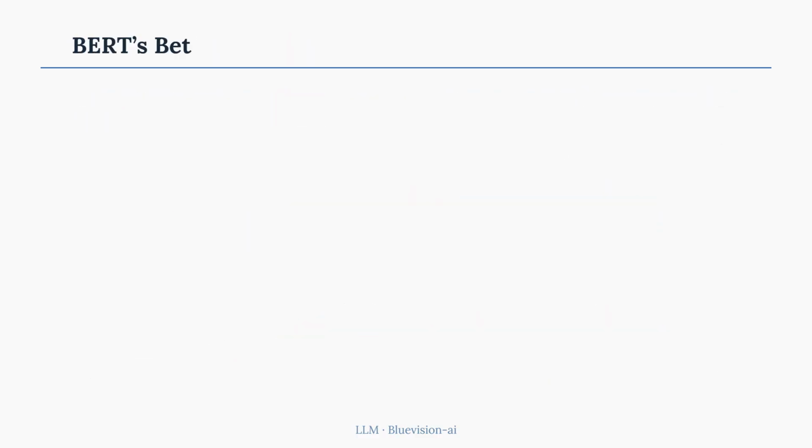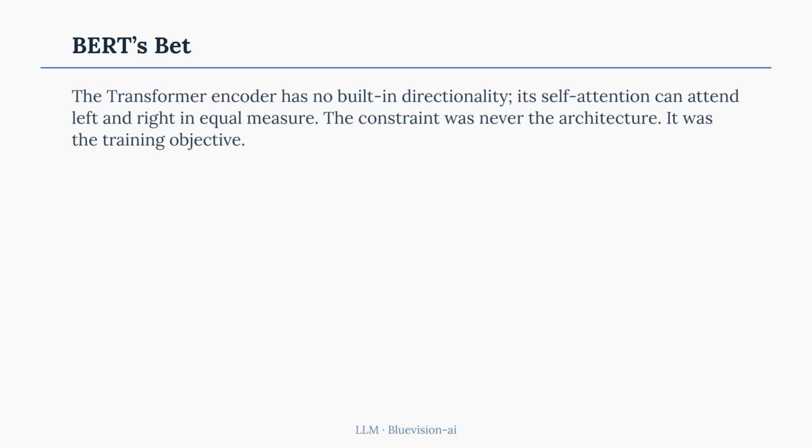So, how do you get bidirectional context without breaking the architecture? Here's the key insight. The transformer encoder, the left half of the architecture from last session, has no built-in directionality. Its self-attention can look left and right in equal measure. The causal constraint was never the architecture, it was the training objective. Change the objective, and the constraint disappears.